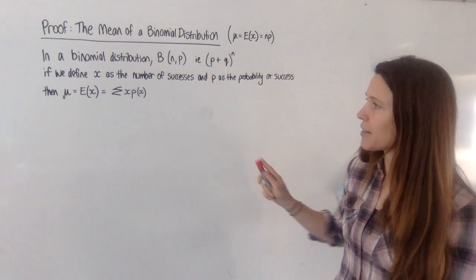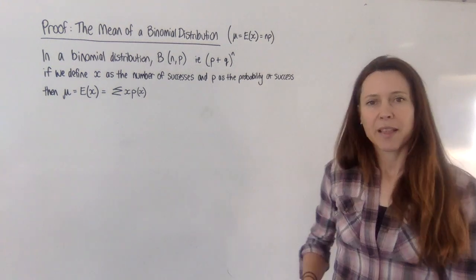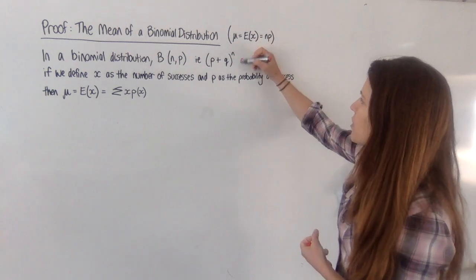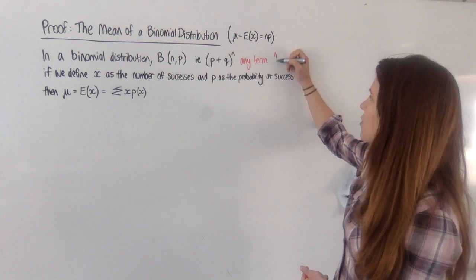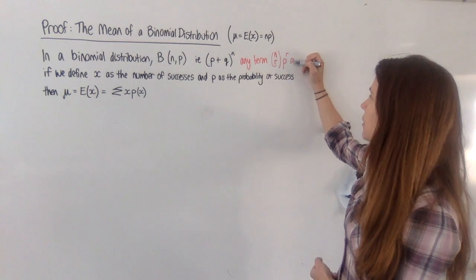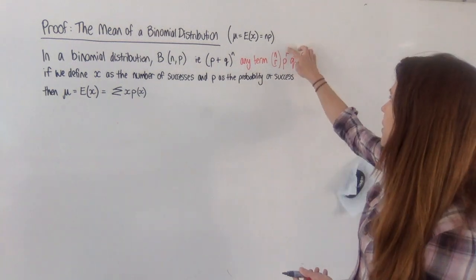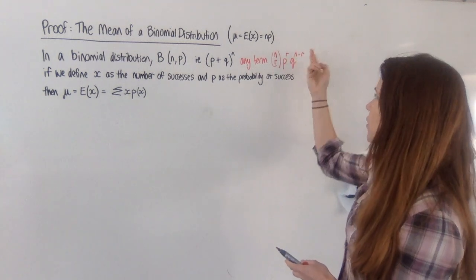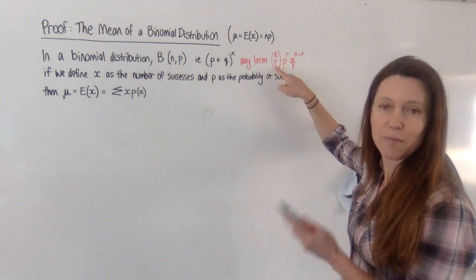Now, if we define x as the number of successes and p as the probability of success, then I think you can imagine here that this is a big, long expansion, and we could just say that any one term in this expansion is n choose something, let's say r, p to the power of r, q to the power of n minus r. And we've seen also that we can mix those two indices around. If we mix them around, we can replace this r with n minus r.